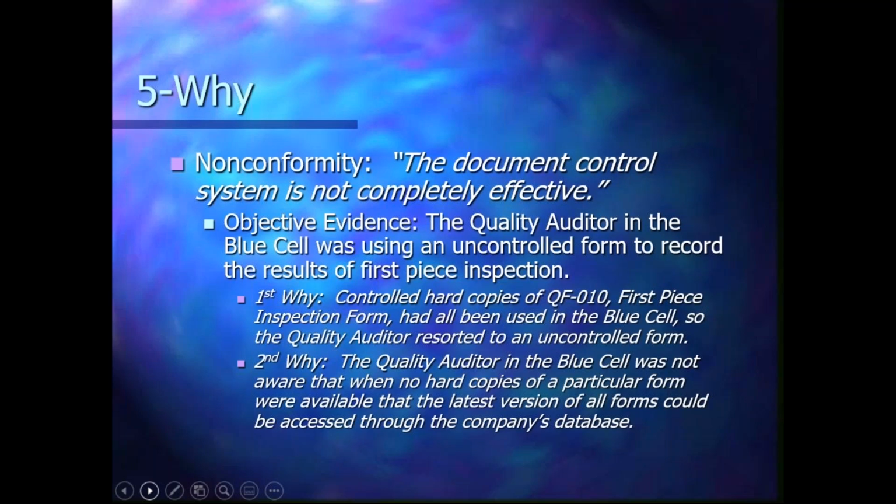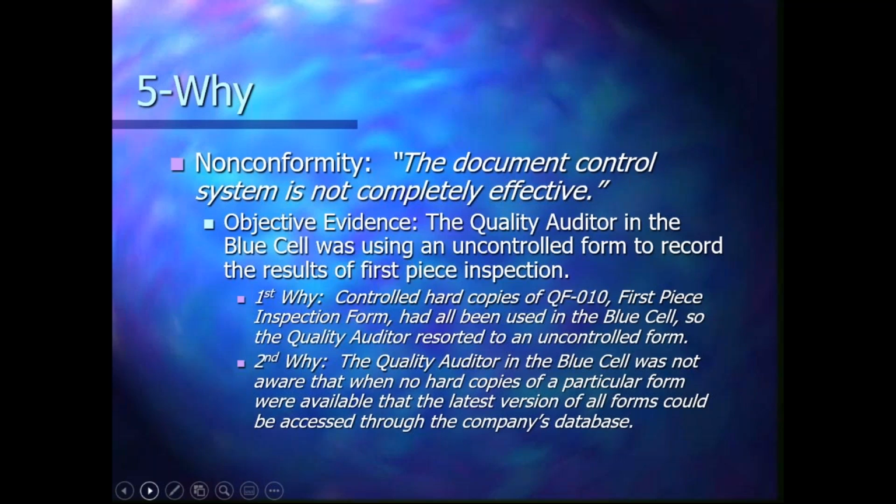All right, let's take a look at our other example. The document control system is not completely effective. Again, the word system is right in that statement of nonconformity. Supported by the objective evidence, the quality auditor in the blue cell was using an uncontrolled form to record the results of first piece inspection. Well, why were they using this uncontrolled form? Well, controlled hard copies of the form had all been used in the blue cell, so the quality auditor resorted to an uncontrolled form.